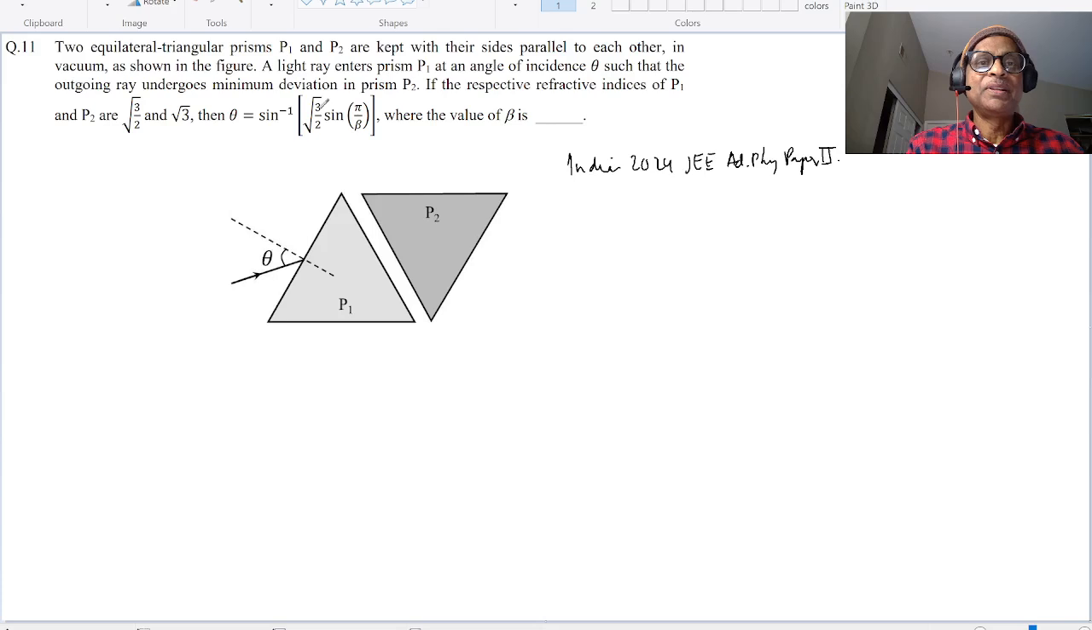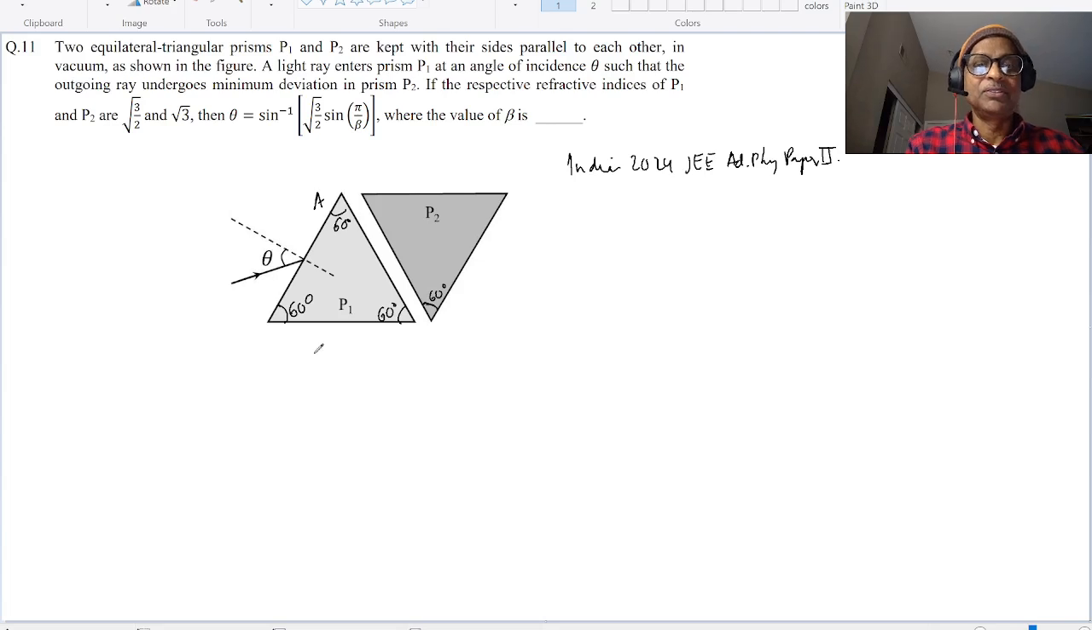So there are two prisms and they're equilateral triangles. So this is all 60 degrees, even this one is 60 degrees, and let's call the apex angle A, 60 degrees. Okay, and they're parallel, and because they're parallel, you can put an air gap between them just for drawing purposes.